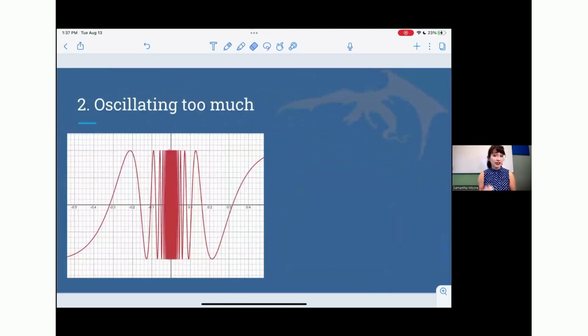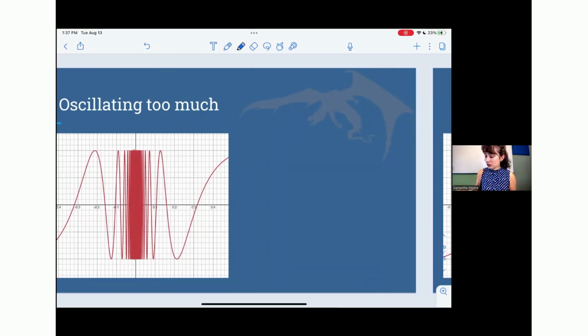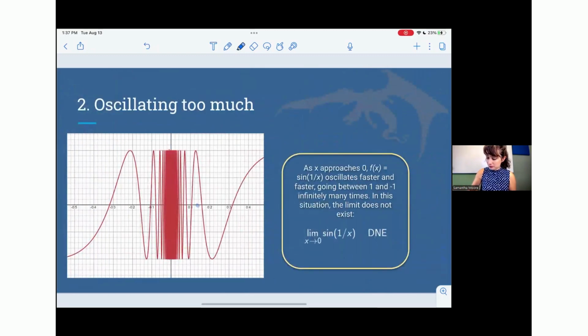We can also, as I said, have a function that oscillates too much or is too busy. So basically, if you try to do what I've been doing of taking x values that are getting closer and closer to 0, your corresponding points, I don't even know where to draw this, are going to be jumping around too much.